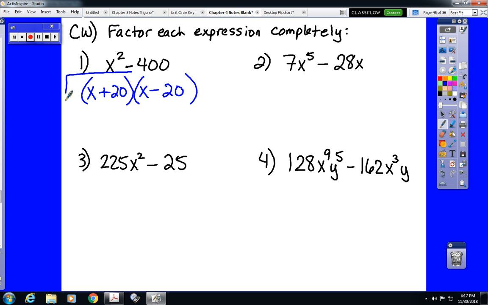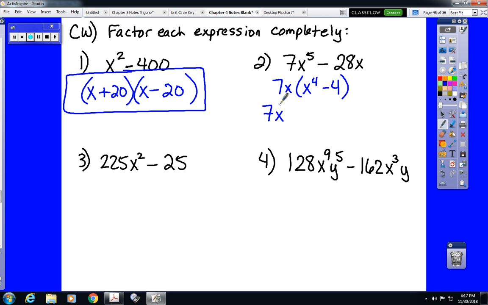These are the ones that we did in class on our own and then got checked. On number 2, we're going to factor out the 7x, that is the greatest common factor, which would leave x to the 4th minus 4. This is a difference of two perfect squares, so it will factor again. The 7x remains as part of our factored answer. The square root of x to the 4th is x to the 2nd. One is a plus, one is a minus, and the square root of 4 is 2.